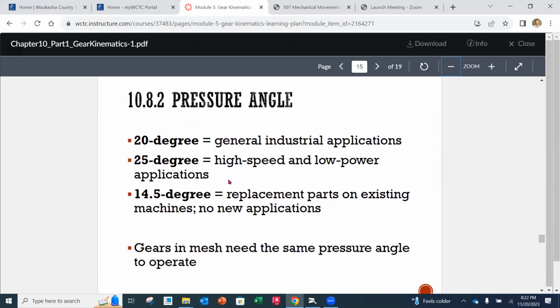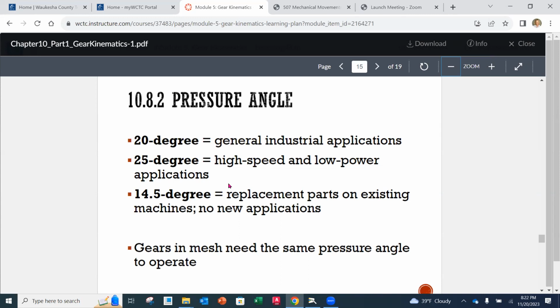There are 3 standard pressure angles. The most common and where we always start is going to be a 20-degree pressure angle. This is for general industrial applications. When we start looking at high speed and low power applications, we're going to look to 25-degree pressure angles. So the pressure angle gets a little steeper. And then 14.5, those are only for replacement parts, meaning they used to be one of the standard 3, but what's happened is they've now standardized on the 2. And so you can get 14.5, but you don't want to design it into any new equipment or new designs. Okay. It's only for replacement parts.